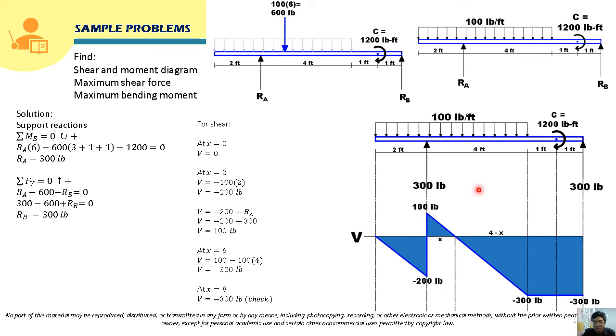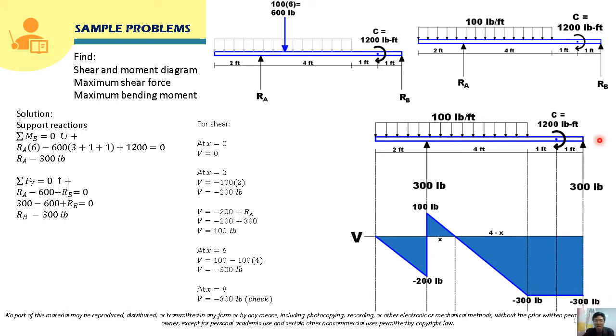And then at the next point, at x equal to 6, plus the shear here is negative 300, so it will be plotted below the x-axis. So negative 300 is somewhere here. And at x equal to 8, the shear is negative 300. So this shear will just be constant here, since there's no concentrated load and no distributed load. Again, this applied couple will have no effect on the shear. So this will be constant from here to here.